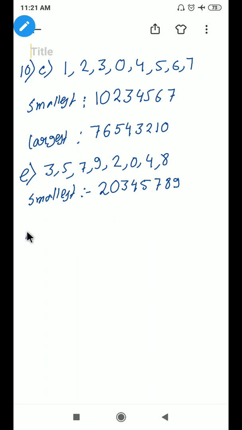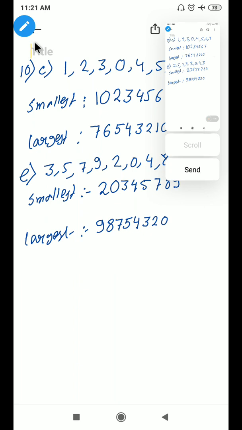Now you have to form the largest number. So how to form the largest number? You have to arrange the digits bigger to smaller. Clear? So which one is the bigger number? 9 is the bigger number. Then the next bigger is 8. Then 7, 5, 4, 3, then 2, then at last 0. Clear? So in this way you have to do the rest of the problems in question number 10.